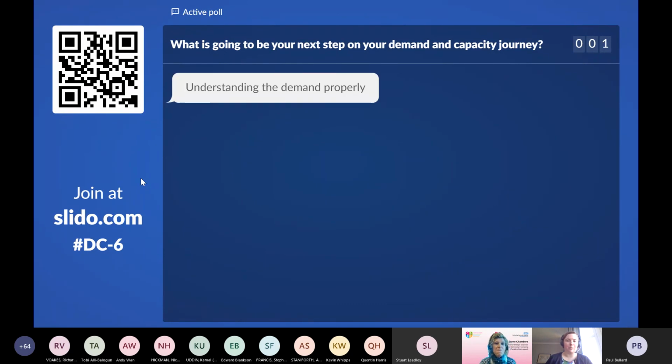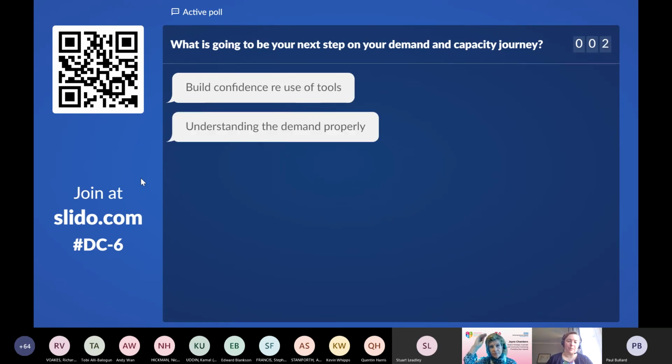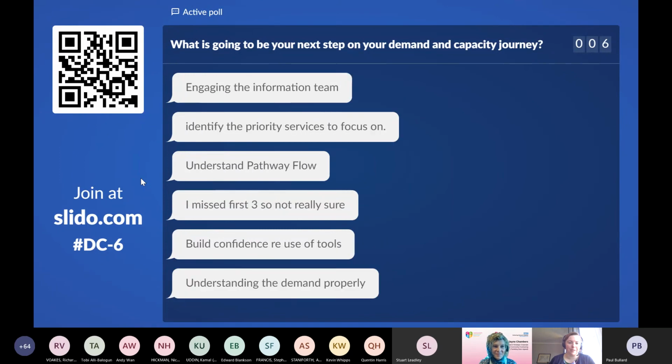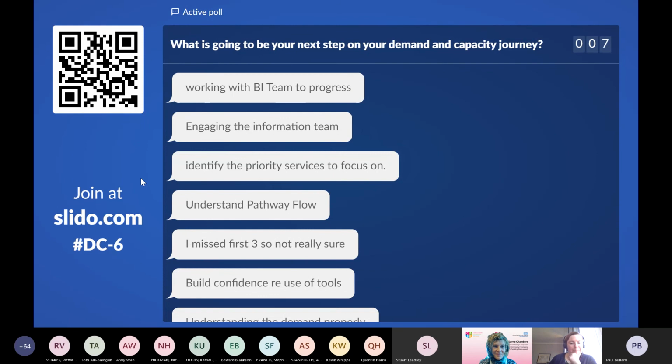So understanding the demand properly. Yeah, absolutely. And as Jane said, in a business, you would never try and run a business without understanding what your demand is. Building confidence through the use of the tools. That's an interesting one. I'd be interested to know whether you're wanting to build your own confidence or other people's confidence in the tools. Understand patient flow. Are there any that are jumping out for you, Jane?